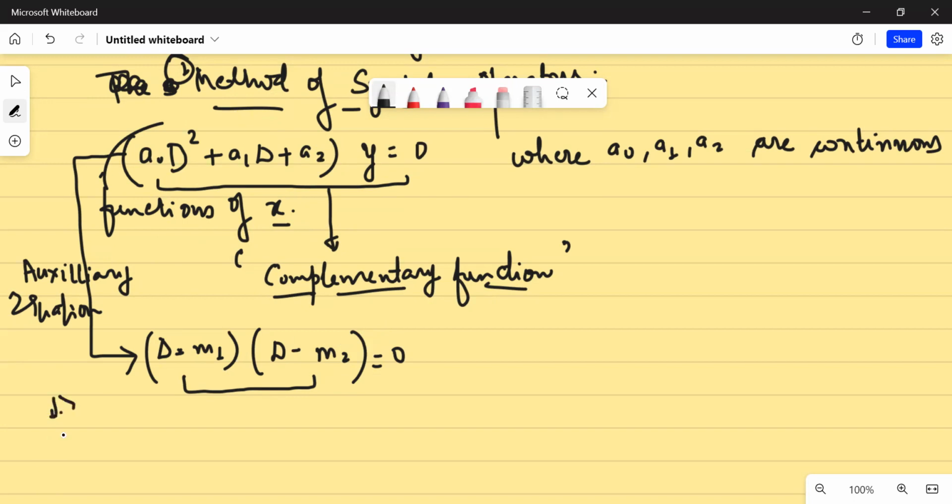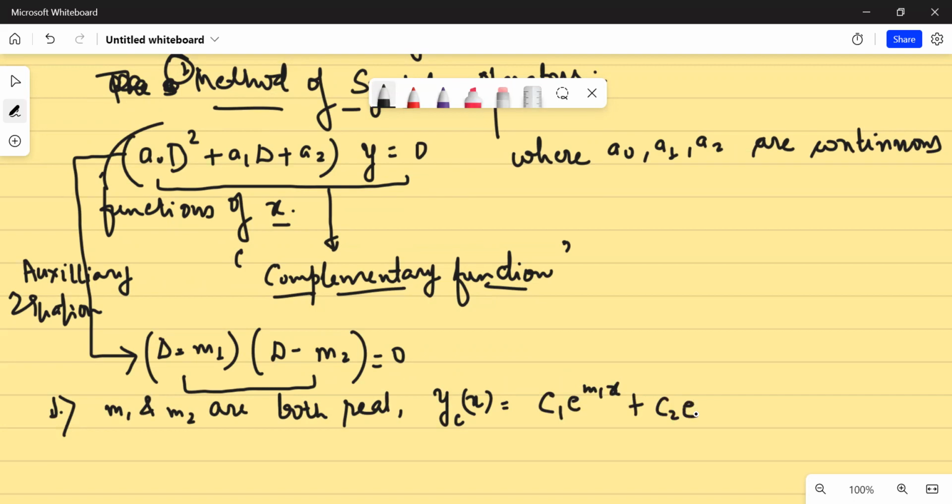The first case is if m1 and m2 are both real. This complementary function, which I'm going to write as yc, is given by c1 e to the power m1x plus c2 e to the power m2x. This is how your solution can be presented, when m1 and m2 are real and distinct roots. So both real as well as distinct.